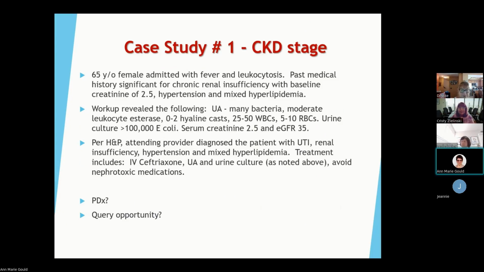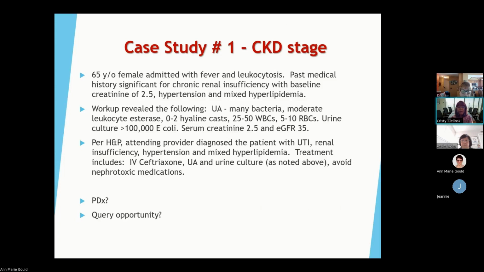All right. This is a 65-year-old female admitted with fever and leukocytosis. Past medical history significant for chronic renal insufficiency with baseline creatinine of 2.5, hypertension with mixed hyperlipidemia. Workup revealed the following: UA, many bacteria, moderate leukocyte esterase, 0 to 2 hyaline cast, 25 to 50 WBCs, 5 to 10 RBCs, urine cultures more than 100,000 E. coli, and serum creatinine is 2.5 with a GFR of 35.